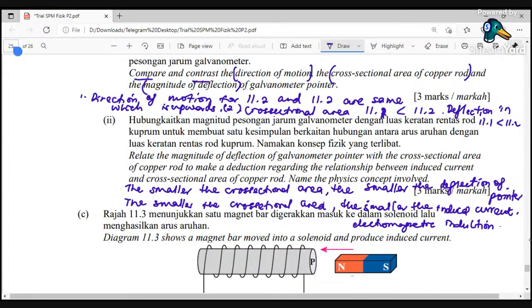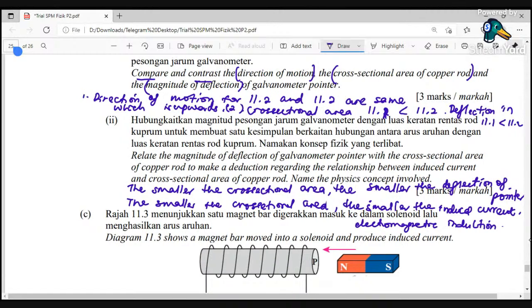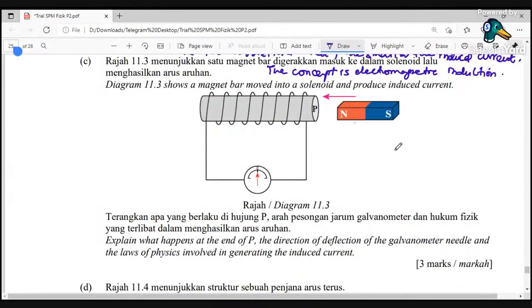Okay. The concept is electromagnetic induction. Okay. Part C. 11.3 shows a bar magnet moving into a solenoid and producing induced current. Explain what happens at NP, the direction of deflection of the needle, and the law of physics involved in generating the induced current.